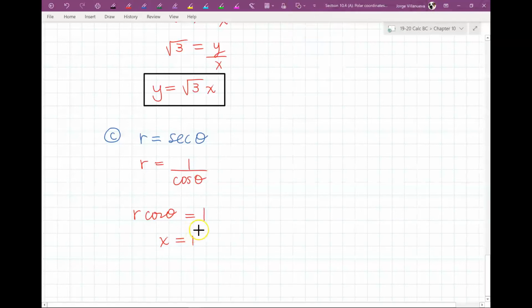What kind of graph is that? Going what? Vertically. Yeah, it's a vertical line at x equal to 1.